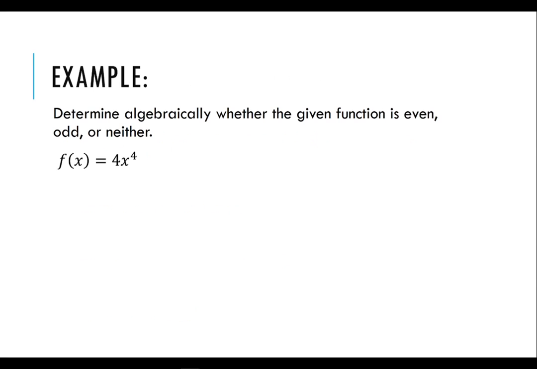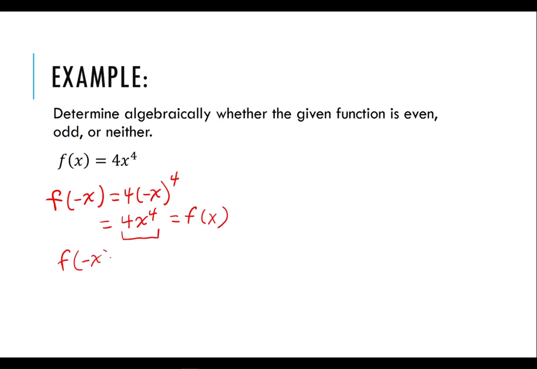So let's determine algebraically whether the given functions are even, odd, or neither. Step 1, plug in negative x. That is 4 times negative x to the fourth. Simplify as much as possible, but negative x raised to the fourth power leaves me with 4 times x to the fourth because negative 1 to the fourth power is really positive 1. Notice that this is the exact same function we get in the end. That is, this is the function f of x. So really I have the statement f of negative x is equal to f of x, and if we get that, that means that we have an even function.